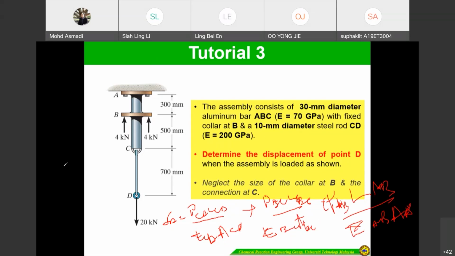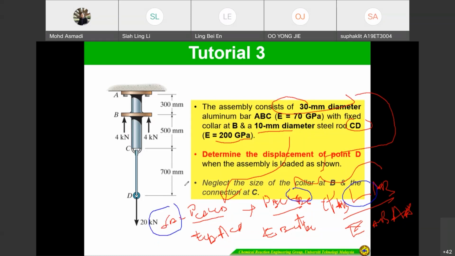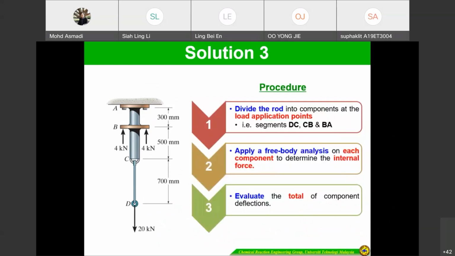So for CD, you substitute the diameter and E here, and then for the next one you substitute into this. It's only the difference in the length, BC and AB. So you can get the answer delta D. This is straightforward. If you look here, we divided the rod into components AB, BC, CD.